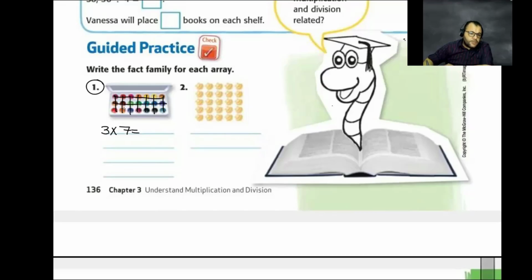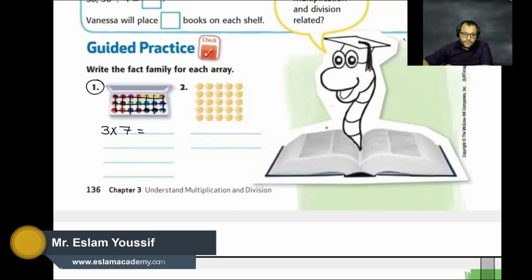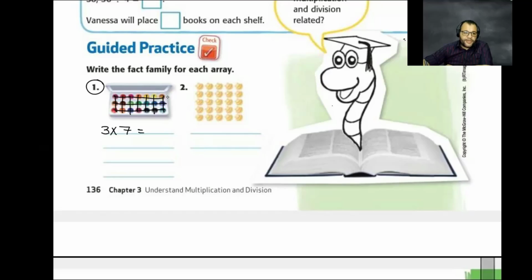How many rows times how many columns? What is the answer for 3 times 7, Abdurrahman? 21. So we can write the first one as 3 times 7, or we can write it as 7 times 3. That is the first fact family, which equals 21. We'll find the same answer. 3 times 7 is the same as 7 times 3.